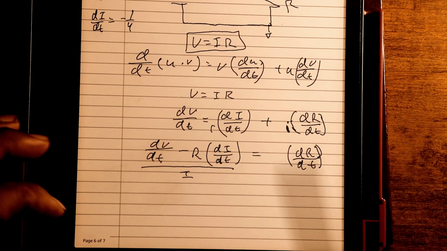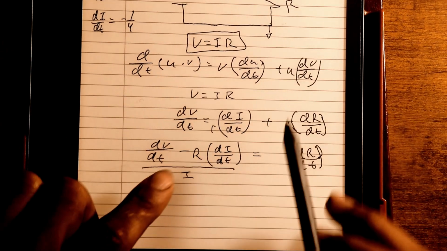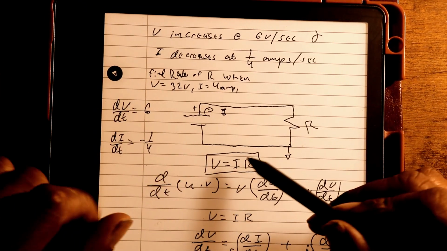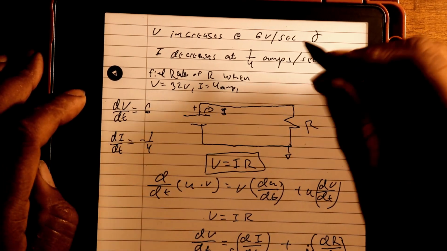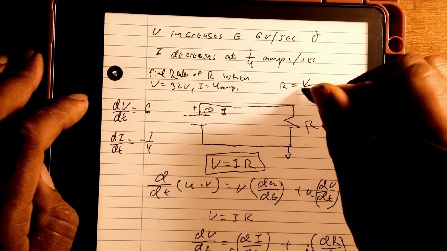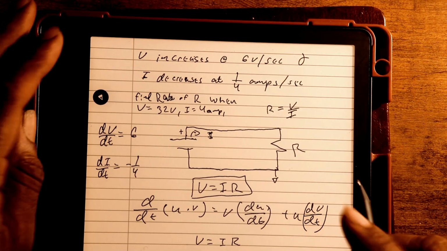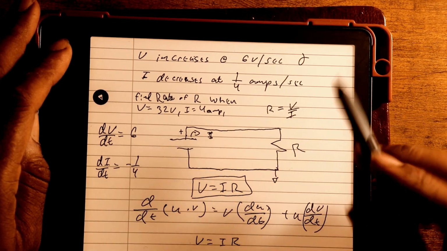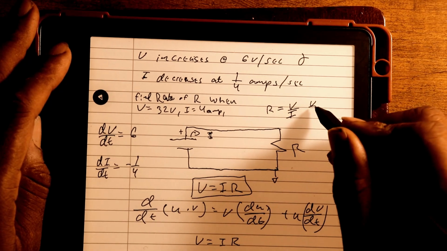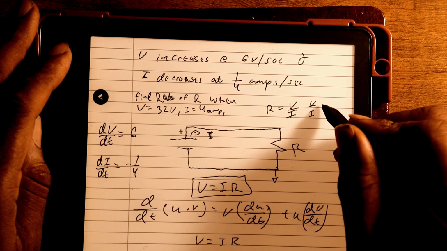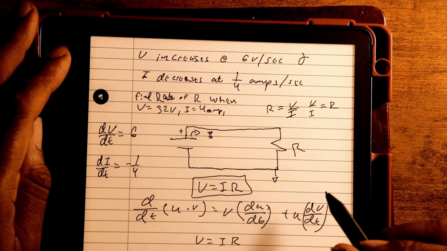A clever way of dealing with this is going back to what we did in the beginning. Remember we said V equals IR? If V equals IR, R equals V over I. Again, everything is a mathematical sentence. So when R equals V over I, that can also be read as V over I equals R.